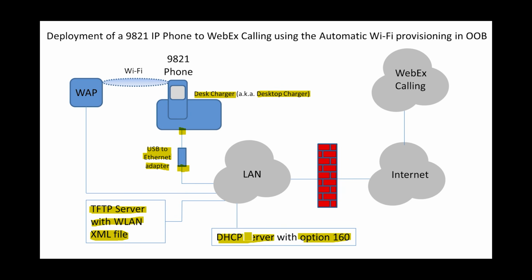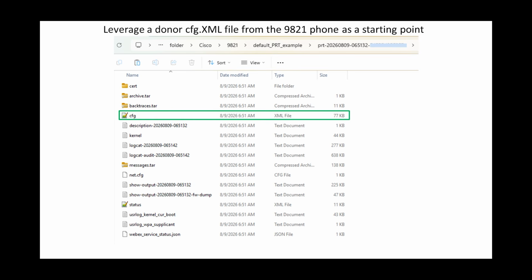In my example, I'm just using a Windows DHCP server. And then later we'll do some testing with the actual Wi-Fi connection to the local wireless access point. In doing testing for this type of deployment, what I've found is leveraging a donor file from the actual 9821 phone is a good pathway in using that as kind of a host or donor file as a starting point.